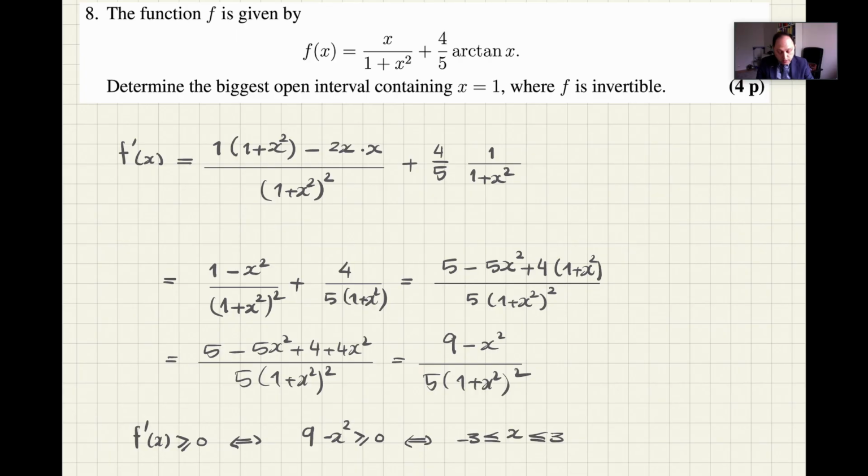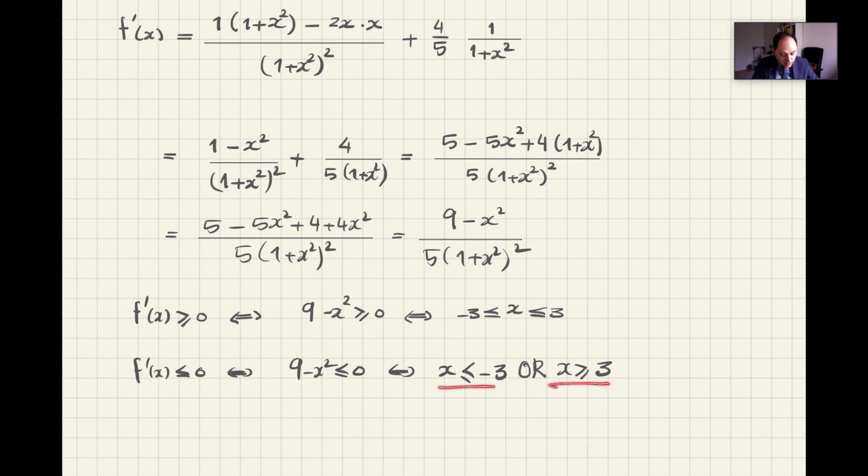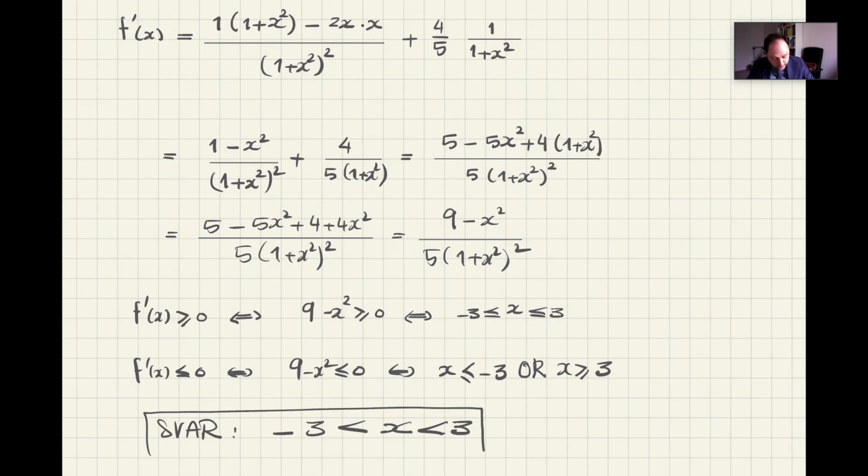But let us look at the question. First of all, we need an open interval, the biggest open interval, but it should contain 1. It's clear that this does not contain 1, but this contains 1, and I want to have it an open interval. So the answer would be minus 3 less than x less than 3. So this is an open interval. It's the biggest open interval, because if I go beyond this, I will fall into this part.